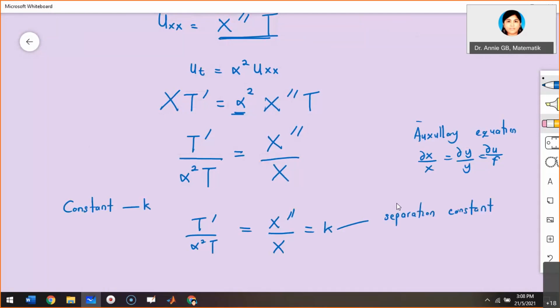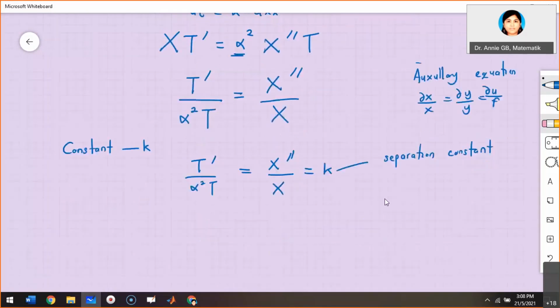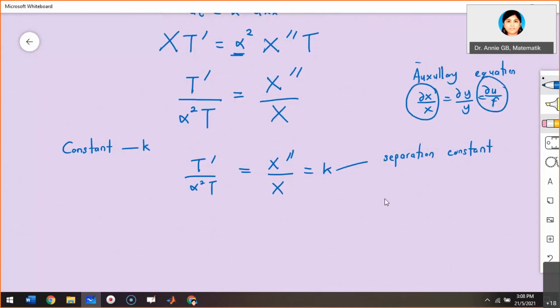Okay, separation constant. We need the separation constant, baru kita boleh equate sekarang equation. Kalau macam dalam test tu, you kata, okay, 1 is equals to this one, or this one is equals to that one kan? Ni sama juga. Okay, now I can say T prime over alpha squared T equals to k and X double prime over X equals to k.